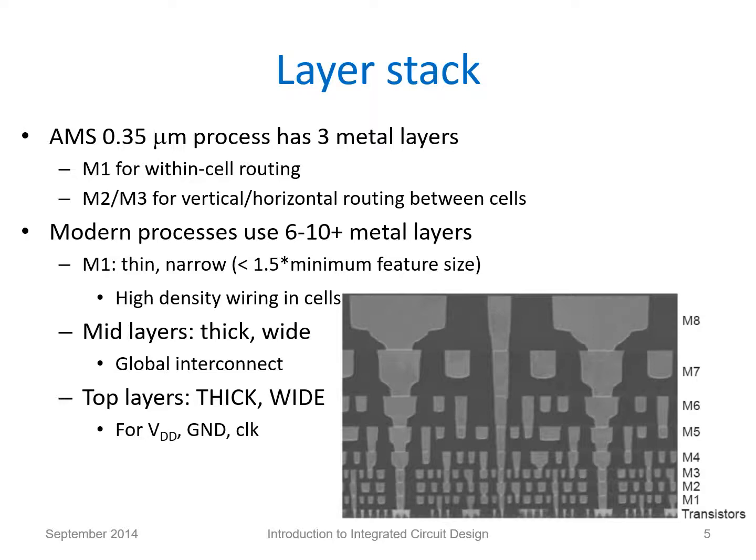Metal 1, it's thin and narrow. It's for high density wiring in cells. The mid layers, they are thick and wide. They are for global interconnect. And the top layers, they are really thick and wide. And they are for VDD, ground and clock. You can see that wiring is organized in tiers with narrow and thin wires down here. One step up we have wider and thicker wires, and a third tier up here, and then the top layer.